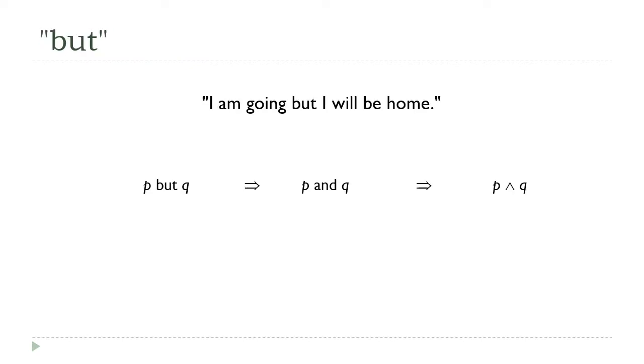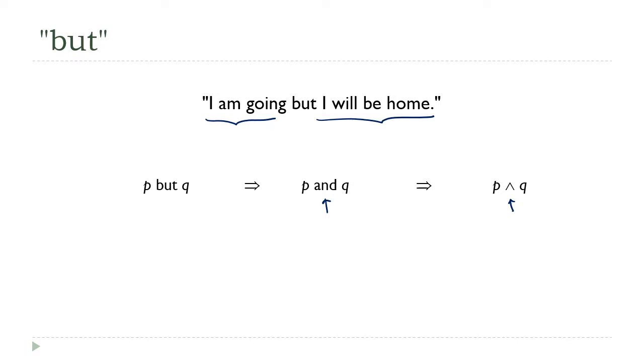So the first statement I want to talk about is this English word "but." How would we translate two phrases, two statements? I've got two statements here. "I am going" is the first one, and "I will be home" is the second one. How would I translate two statements combined with this word "but" into our logical form? And I've got the answer here. This "but" is equivalent to "and," so I use the logical and symbol here.